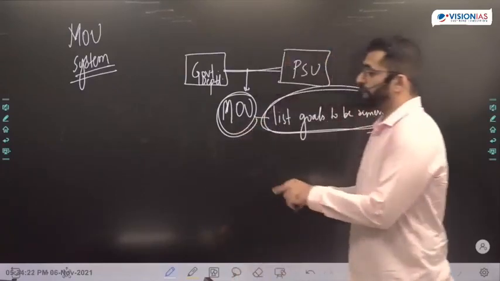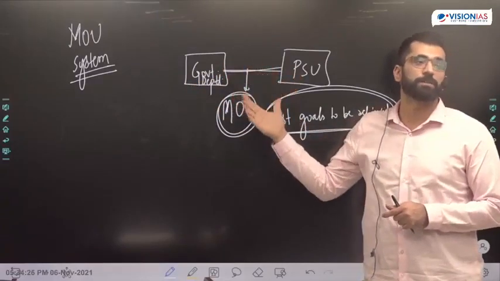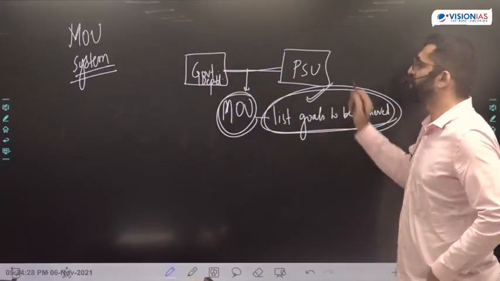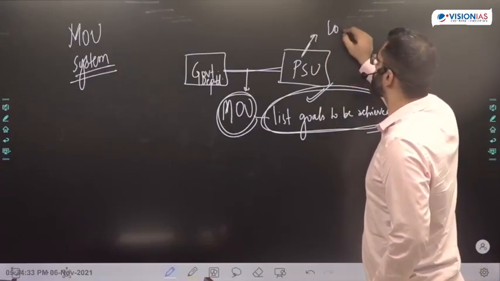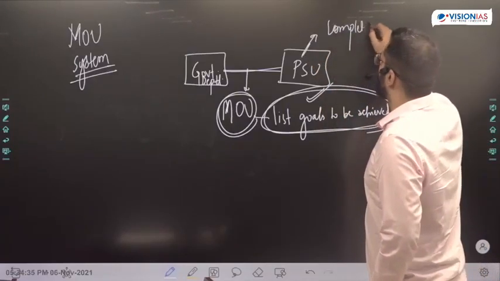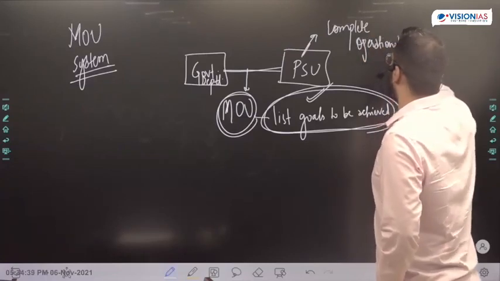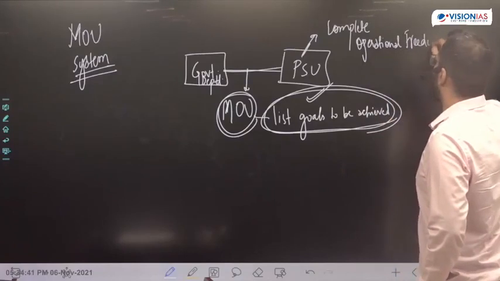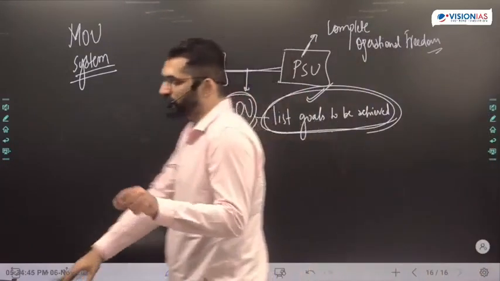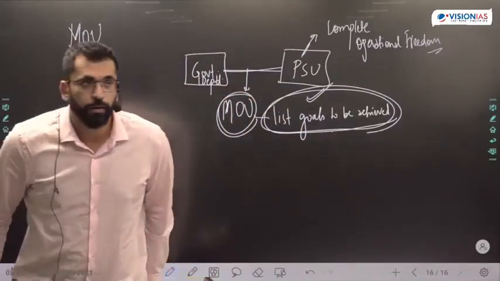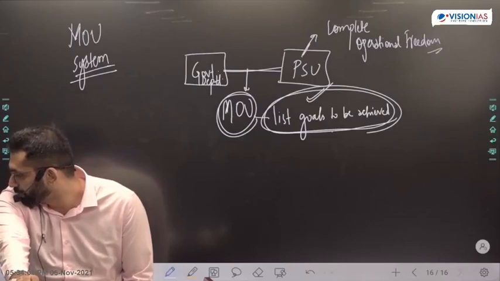A memorandum of understanding is being signed between the government department and the PSU that this is what we are going to achieve. Now this ensures that this PSU has complete operational freedom. The day-to-day interference from the ministry that we talked about will not happen, because everything is given to them under this MOU. They have signed an MOU that this is what we are going to achieve this year. This MOU becomes the basis of accountability.